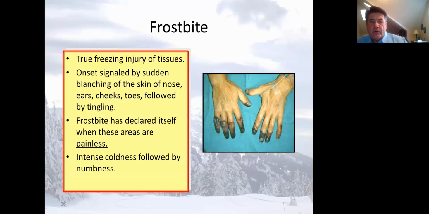Frostbite is a true freezing injury of the tissue. So the tissue is actually freezing itself. The onset is signaled by a sudden blanching of the skin, of the nose, the ears, cheeks, followed by tingling. It's going to start in those places where you're exposed. Frostbite has declared itself when these areas are painless.